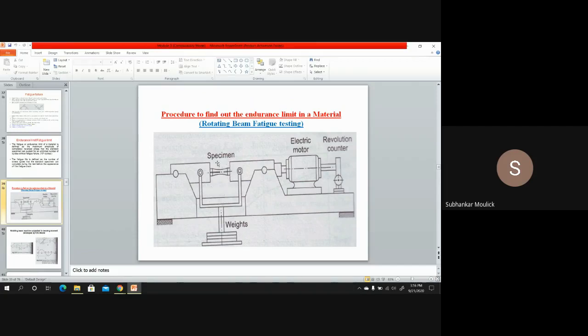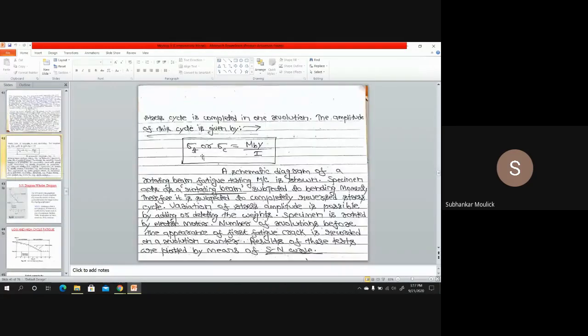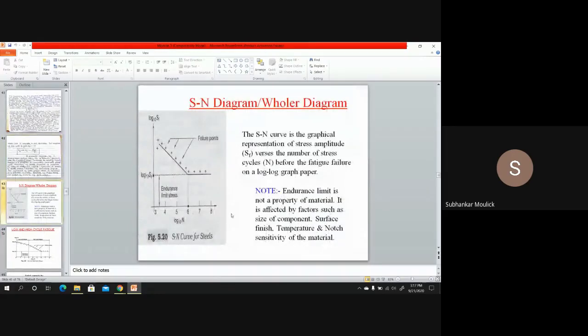If any component is given to you and you want to fail that component by fatigue failure, then what you need to determine is the endurance limit of that particular component. We determined that endurance limit with this experiment, known as the rotating beam fatigue testing machine, developed by the scientist R.R. Moore.